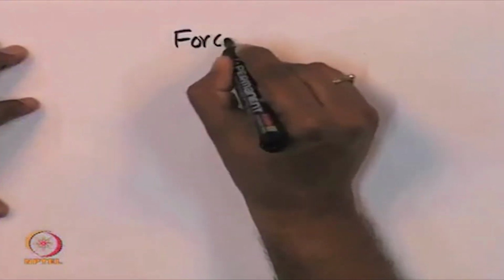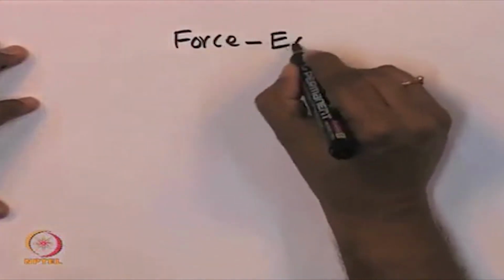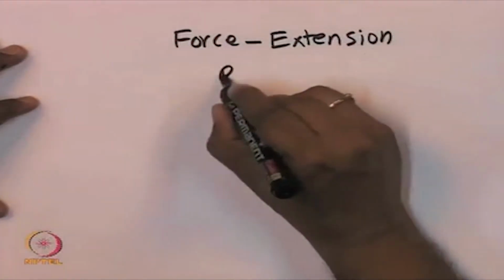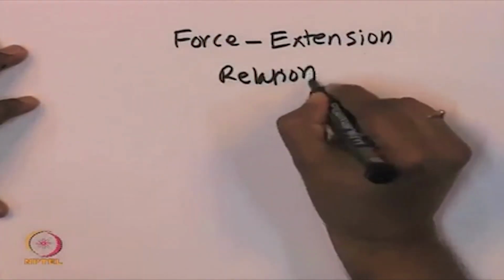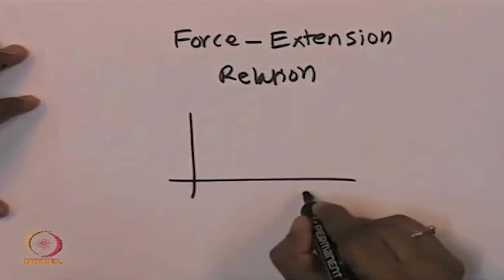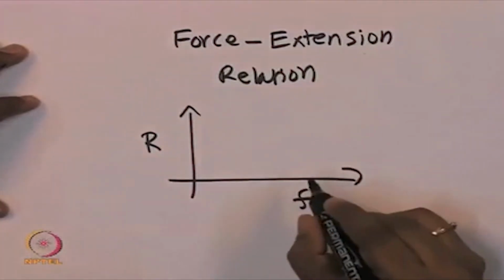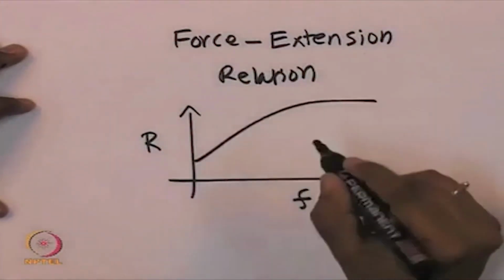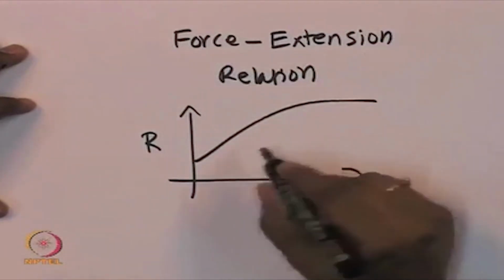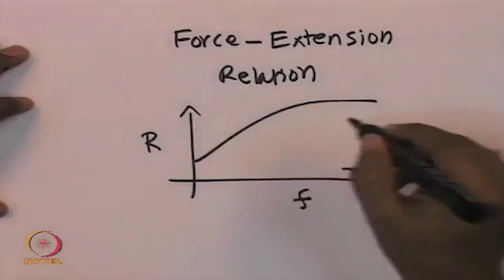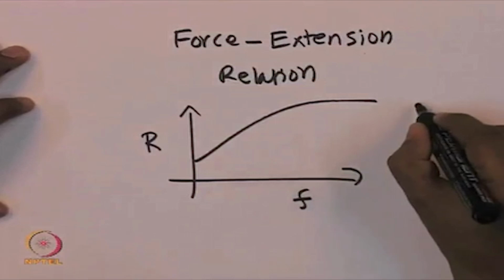So, you apply a force and calculate how much the extension is. This is what people call the force extension relation. You may plot force against the end-to-end extension of the DNA, and it can look something like this. We will see how exactly it looks today, but this relation can be calculated by taking the derivative.